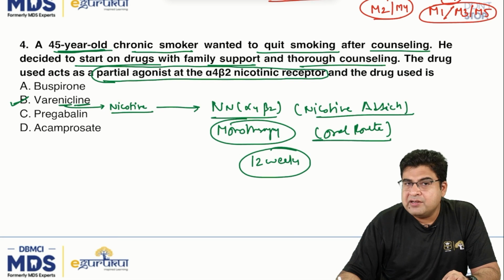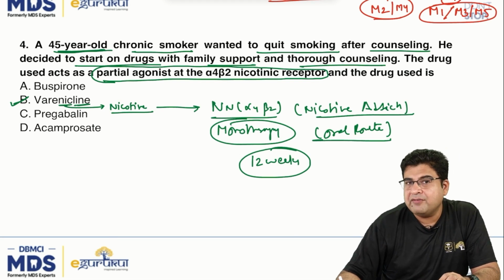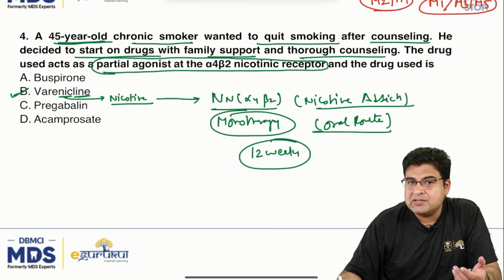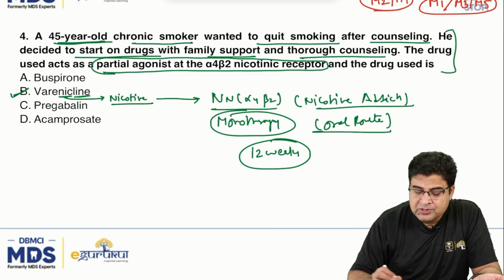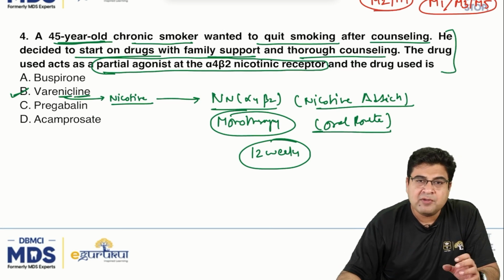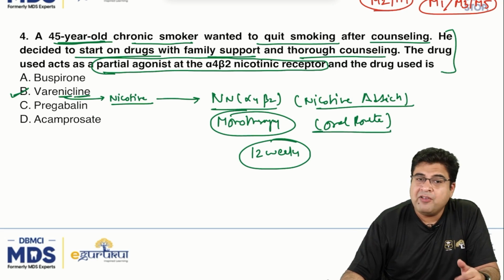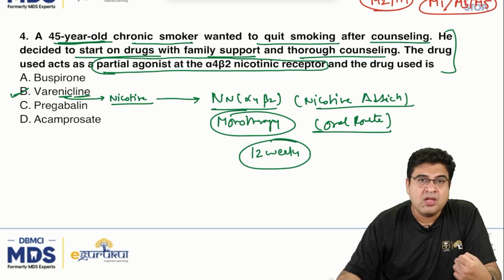Now this varenicline is used in patients who are not motivated enough to quit the smoking. So in this question, although there is no other possibility of answer, that's why we marked varenicline. But for a patient who is fully motivated, you can see from here, the patient is fully motivated to quit the smoking after counseling. And family support is also there. So the chances of success are very high.